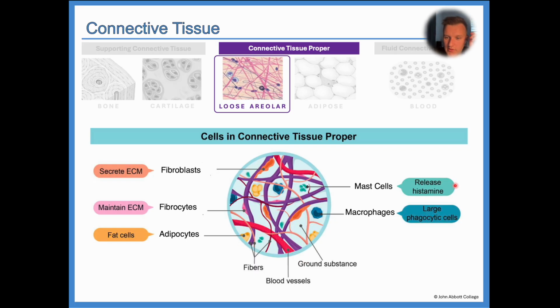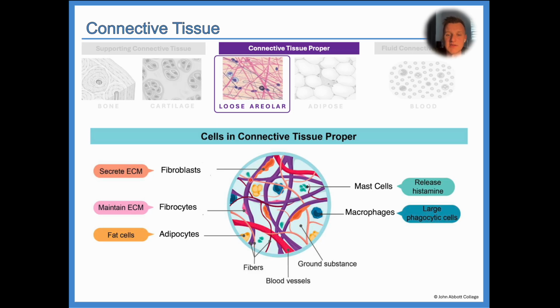Then you have mast cells. These release histamine. Macrophages are large phagocytic cells. Phago means to eat, cytic cells. So they eat other cells. So they are maybe bacteria or bad stuff that comes in, or damaged cells in your body they can eat. So they're perusing the connective tissue to see if there's anything bad coming in.